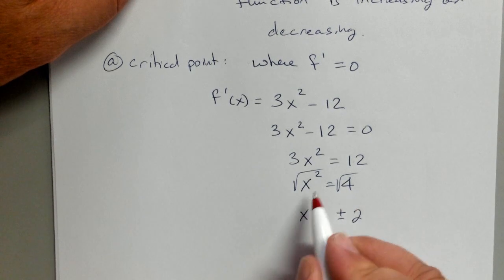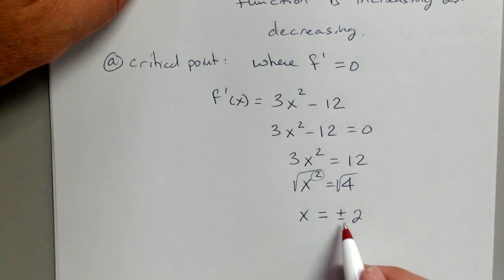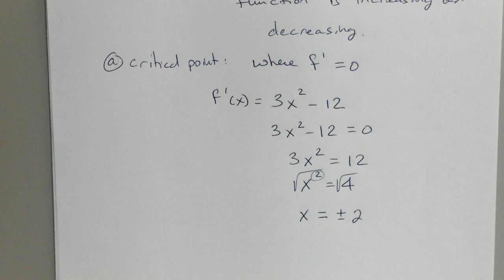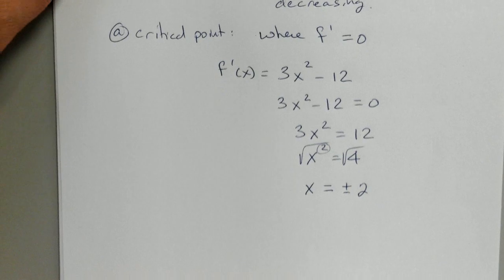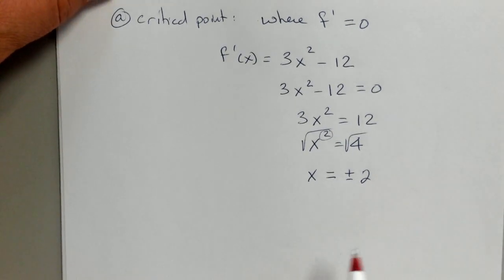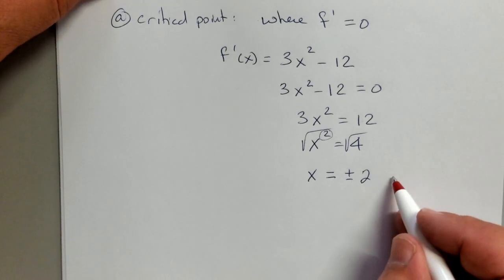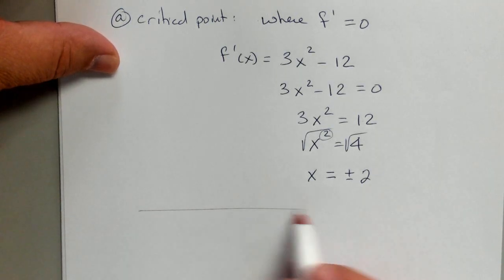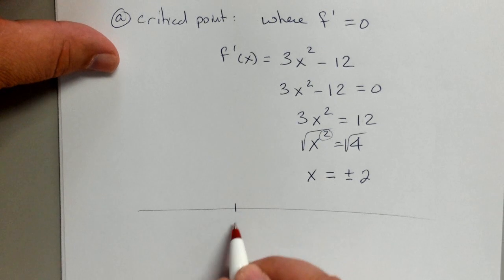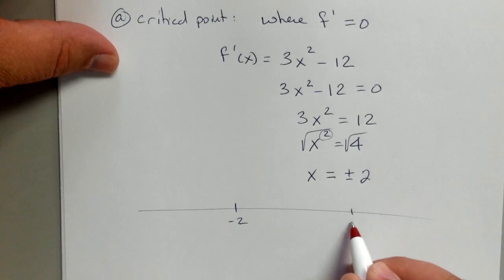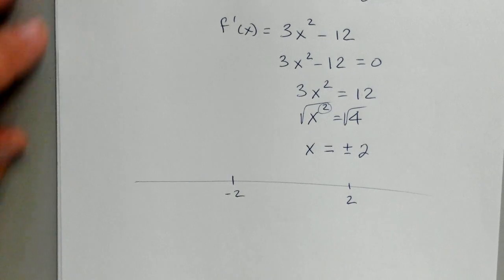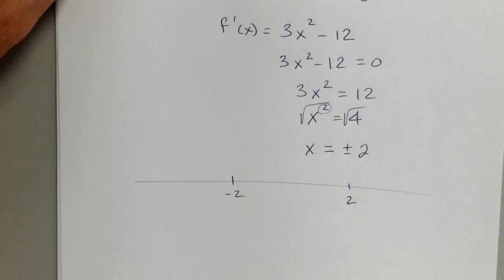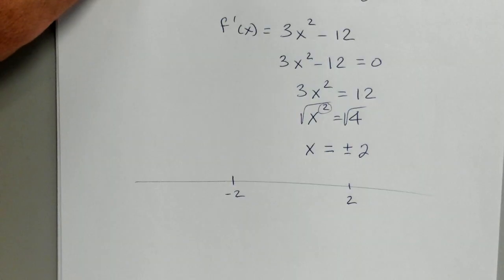Plus or minus 2. Whenever you take a square root of something squared, you always have to put that plus or minus in front of it. Those are your critical values. These are the x values where your vertexes are. So we have negative 2 there, and we have positive 2 there. We know the first derivatives at those 2 points are going to give us zeros.